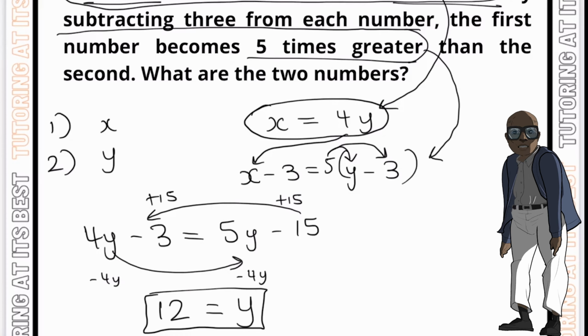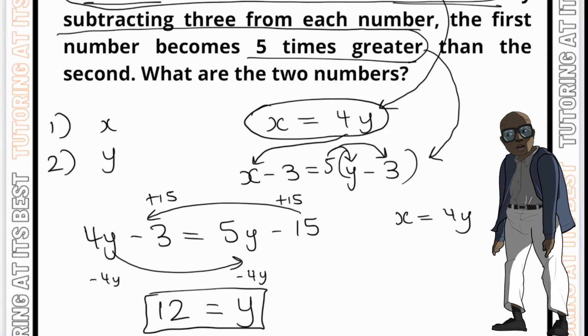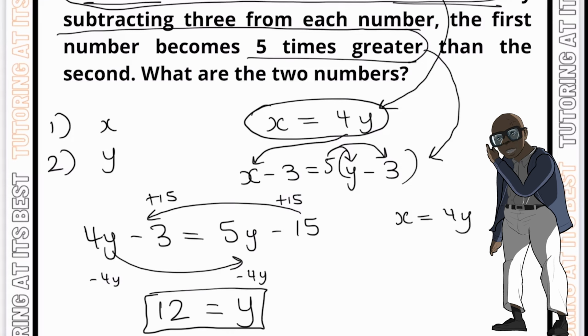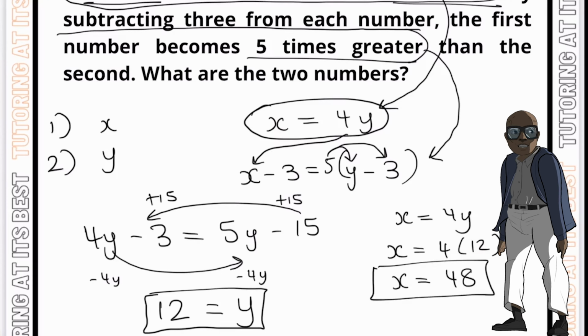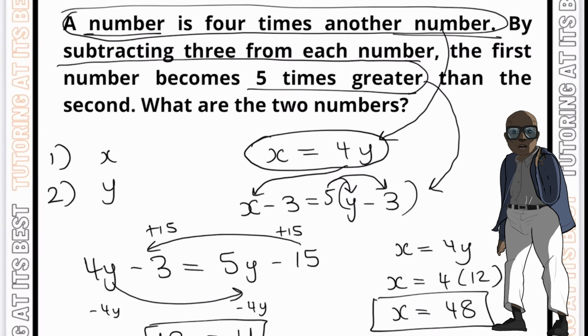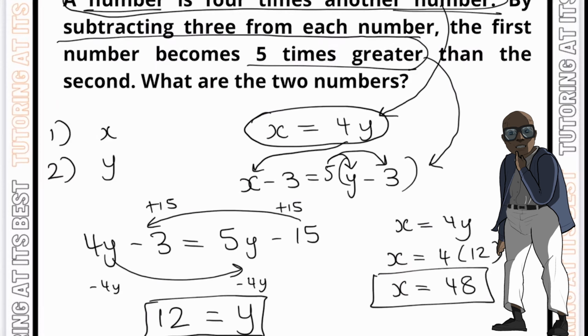Now we can use the first equation to find x. How are we going to do that? Well, we know that x equals 4y, as we had stated. And if we know that y equals 12, we have x equals 4 multiplied by 12, and that gives us 48. And that now should make sense, where a number is 4 times another number. So 4 times 12 is 48. That satisfies our argument, and we are good to go.